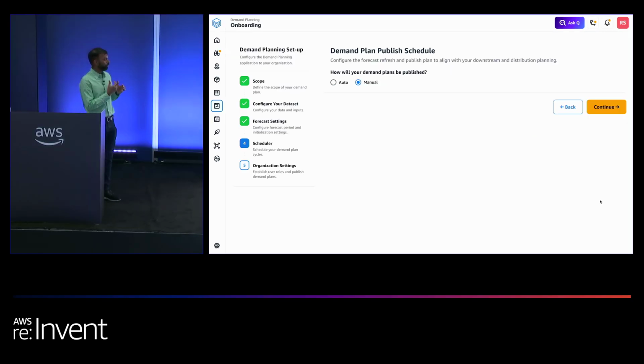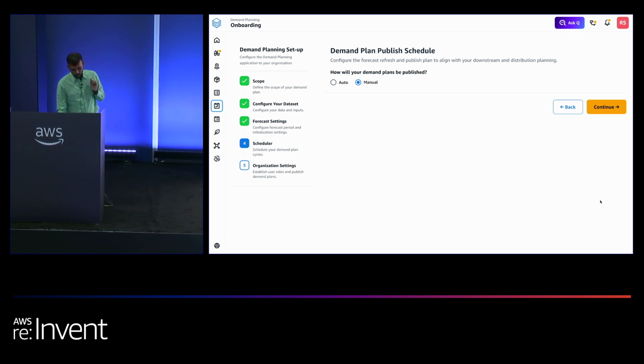Now, finally, before we move away, we would want to let the application define how the plans are going to be published. So, there are two modes available. One is the automated mode and the other one is the manual mode. So, keep in mind, automated mode allows the demand planner to set a specific cadence for publishing the demand plan. So, let's say you want to generate a weekly plan and want to publish it every Sunday night, you could put that on a timer here.